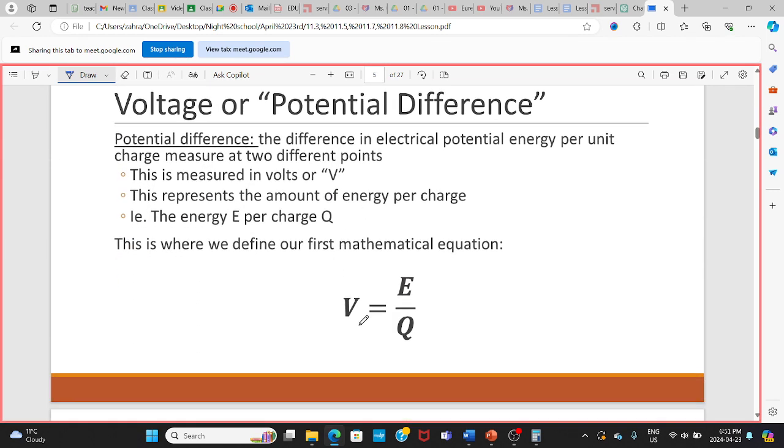I did talk to you about the potential difference earlier. Now we put that in equation form. It is the difference in electrical potential energy per unit charge measured at two different points. I'm going to put the circuit again. Let's just put the light bulb here. If you talk about two different points on this circuit, like here and here, and you put a voltmeter, you can measure the potential difference between the two points on a circuit, right?